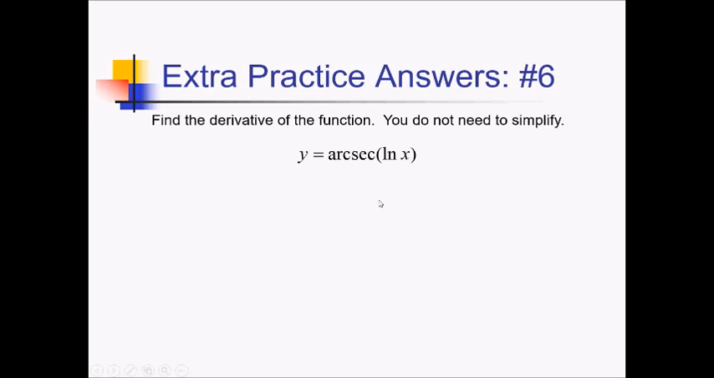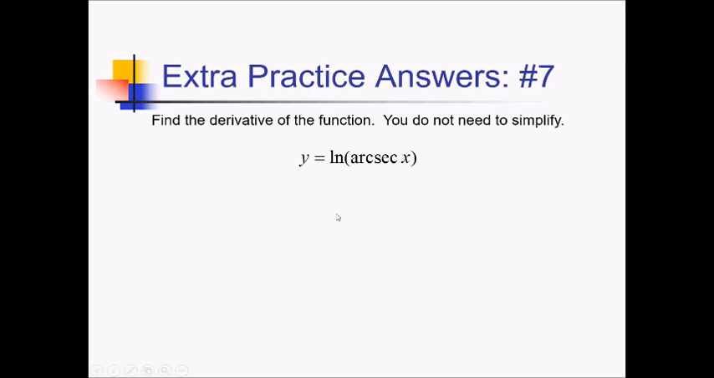On this problem, I'm going to have to use the chain rule to take this derivative. My outer function is arcsecant of something. So the derivative of that's going to be 1 over the absolute value of the something, of ln of x, times the square root of something squared, ln of x squared, minus 1. So that's the outer function. Now we have to take the derivative of the inner function of ln of x, and that's just going to be 1 over x, so we can multiply by that.